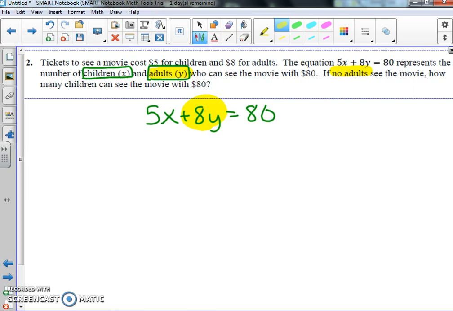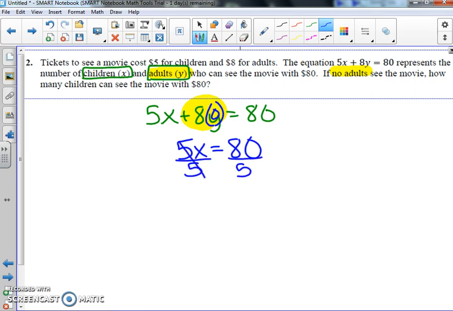How many children can see the movie? I'm getting rid of that because I'm saying that no adults went. So I'm placing 0 adults in there. 8 times 0 is just 0. So I'm left with 5x equals 80, and I divide both sides by 5, giving me, I think it's 16. Let's look. It's my phone. 80 divided by 5. Okay, sorry guys. Okay, so x equals 16. So 16 children.